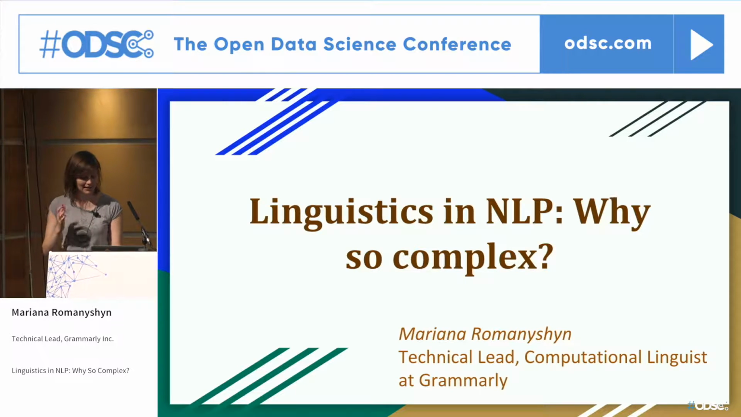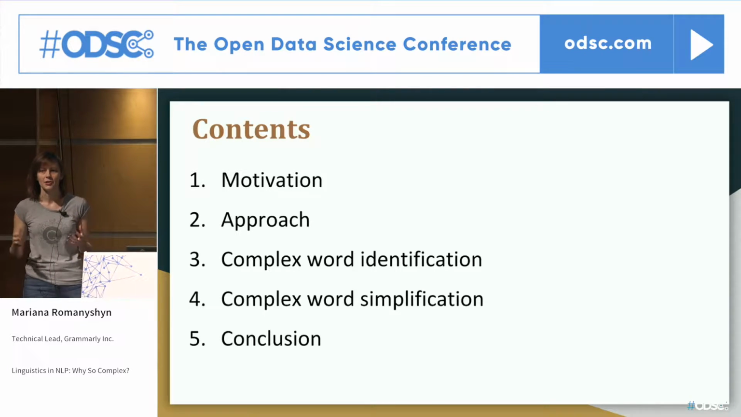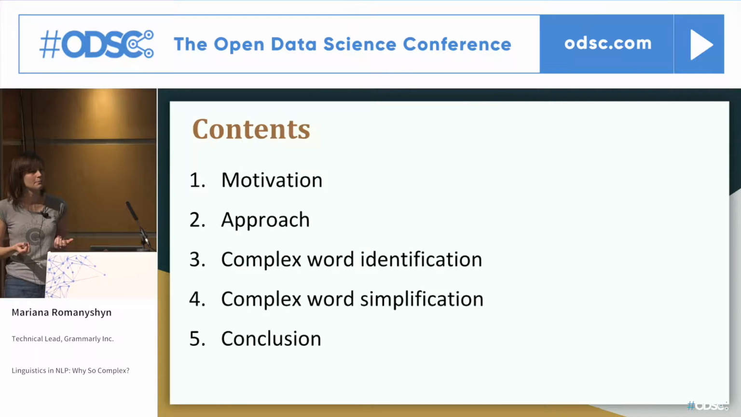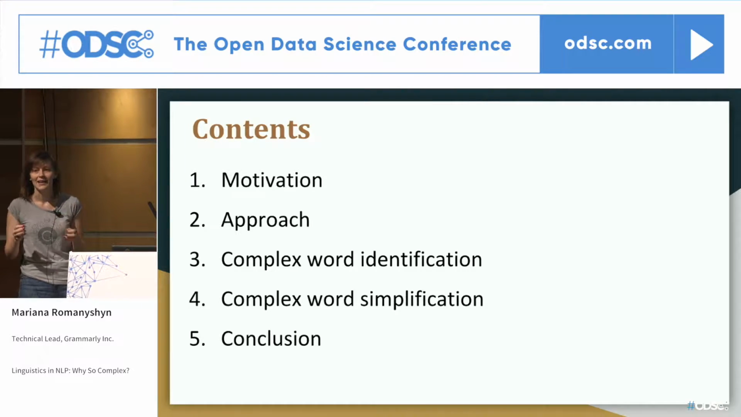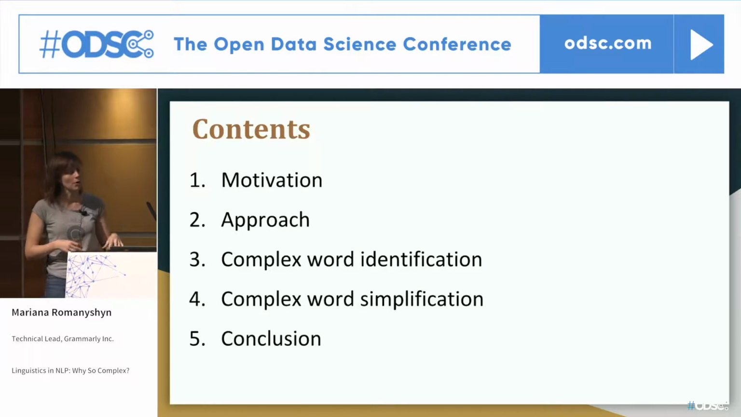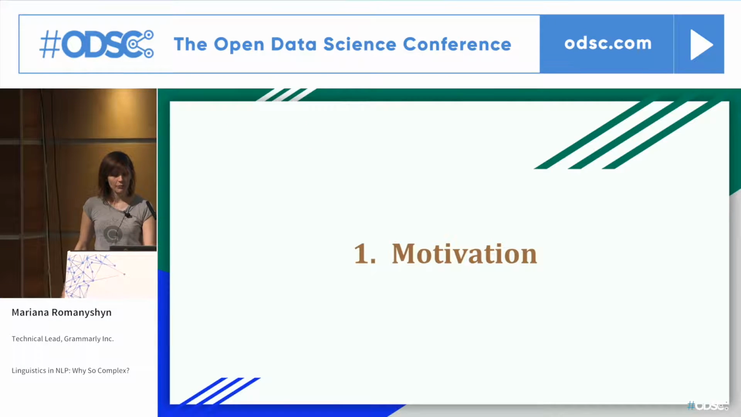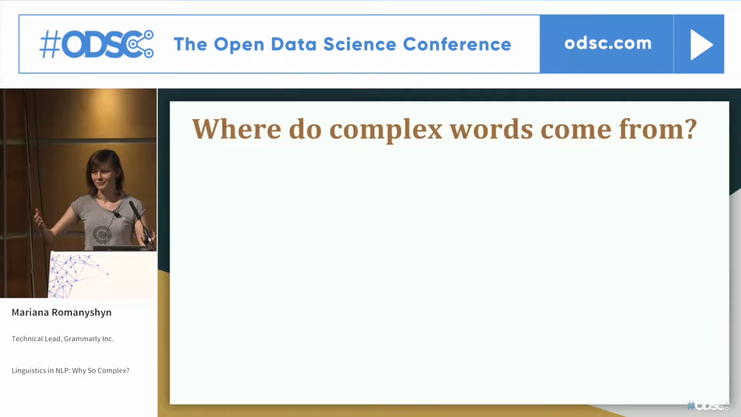So specifically about lexical simplification. First, I'll give you some motivation about text simplification in general and the position of lexical simplification in the task of text simplification. Then we'll build a baseline. We'll choose an approach and build a baseline for that, and then we'll discuss like 2 different components of lexical simplification further on. So first of all, a very simple question: where do complex words come from?